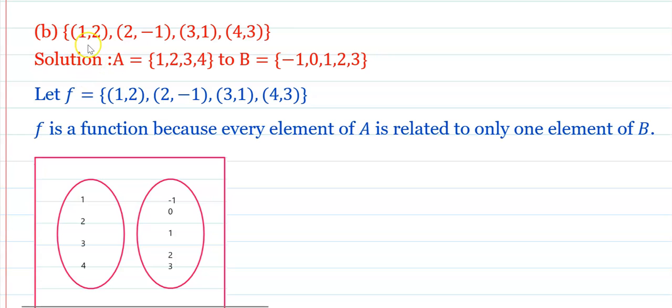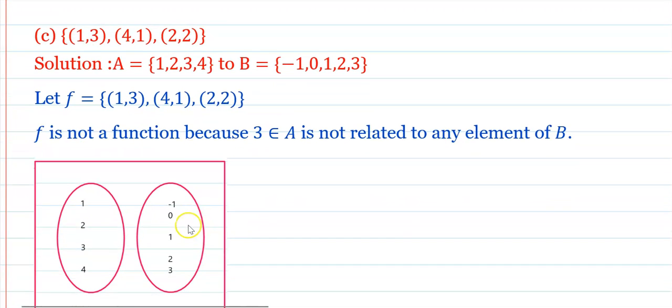Next, 1. 1 is related to 2. The next ordered pairs: 2 is related to minus 1, 3 is related to 1, 4 is related to 3. Now f is a function because every element of A is related to only one element of B, and since it is so, it is a function.